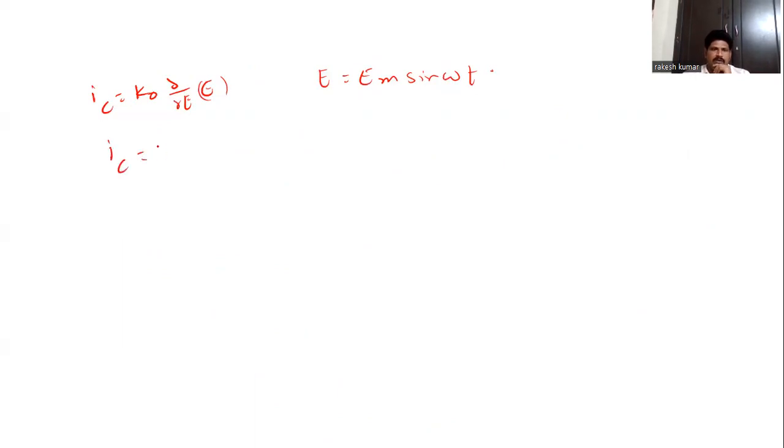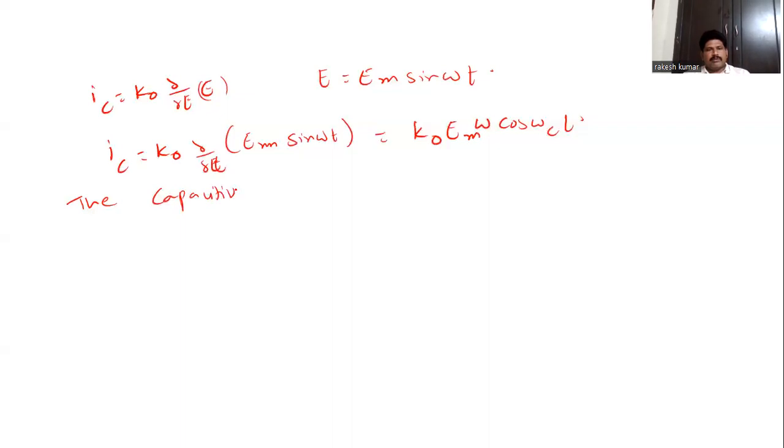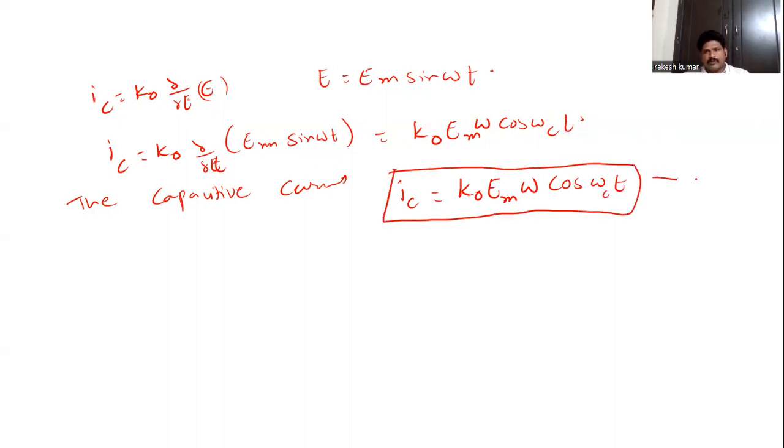Therefore, IC is equal to K naught into d by dt of Em sin omega t, so it is equal to K naught into Em into omega into cos omega t. Therefore, the capacitive current IC is equal to K naught into Em into omega into cos omega t. Let us consider this as equation A. Okay. So similarly, the total current: we have derived two types of currents.